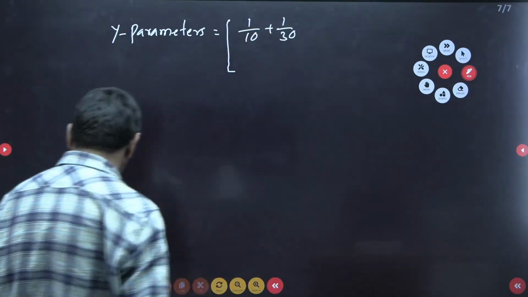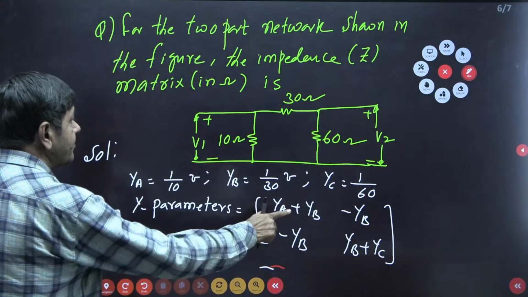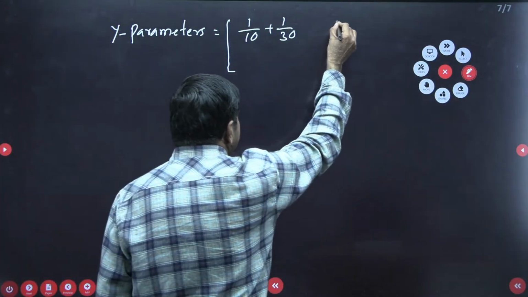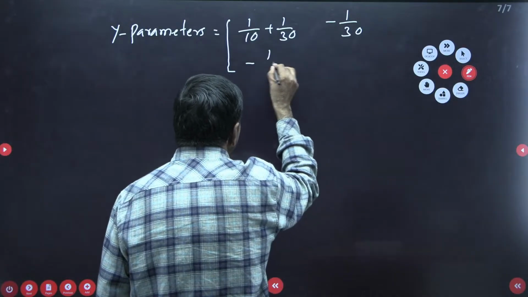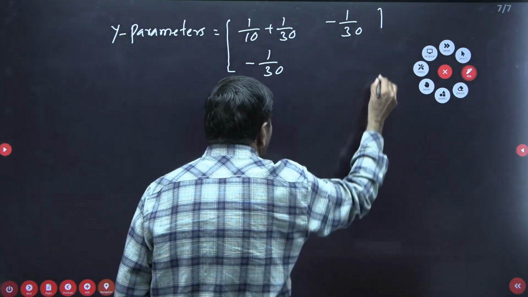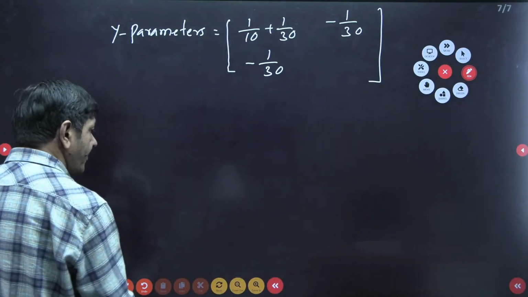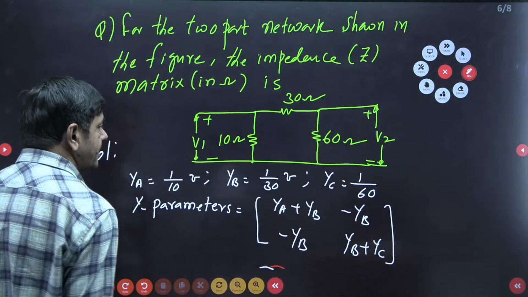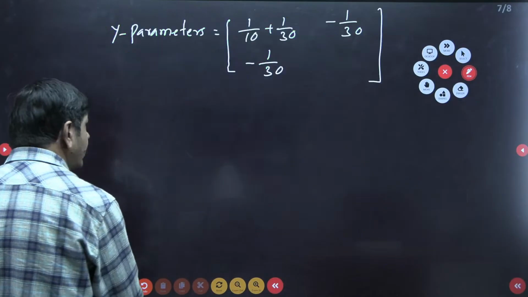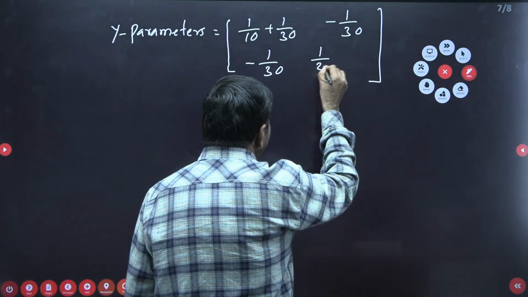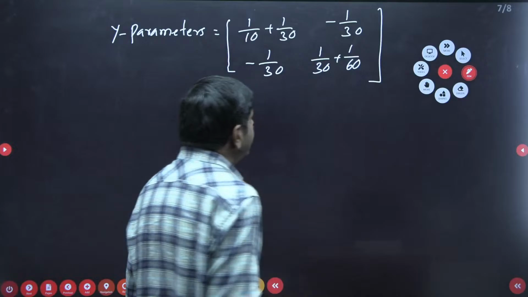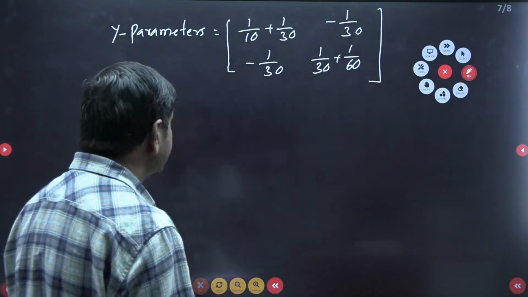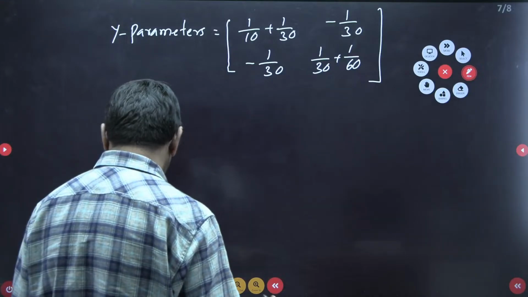Here is one parameter. And what about the next one? Minus YB, minus YB means minus 1 by 30, this side minus 1 by 30. And the next parameter you know very well, YB plus YC. YB means 1 by 30 plus 1 by 60. Anybody can simplify these values? 1 by 10 plus 1 by 30, minus 1 by 30, and 1 by 30 plus 1 by 60. Yes, take the LCM for this and simplify.